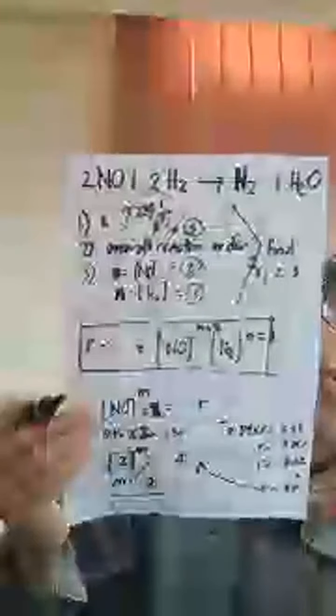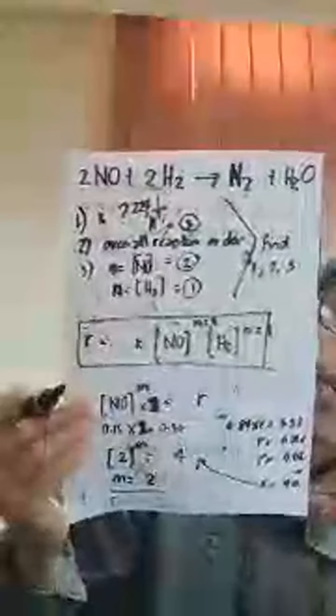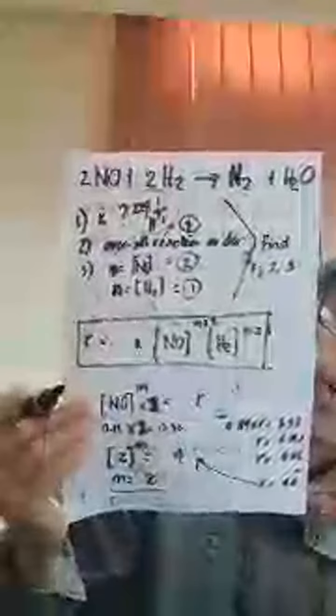So we've solved everything now. The rate constant K is equal to 224 over molar squared per second. The overall reaction order is 3. The NO reaction order is 2. The H2 reaction order is 1.